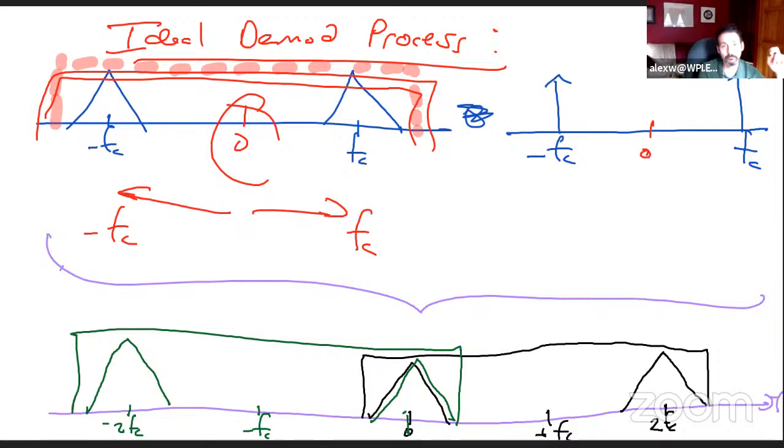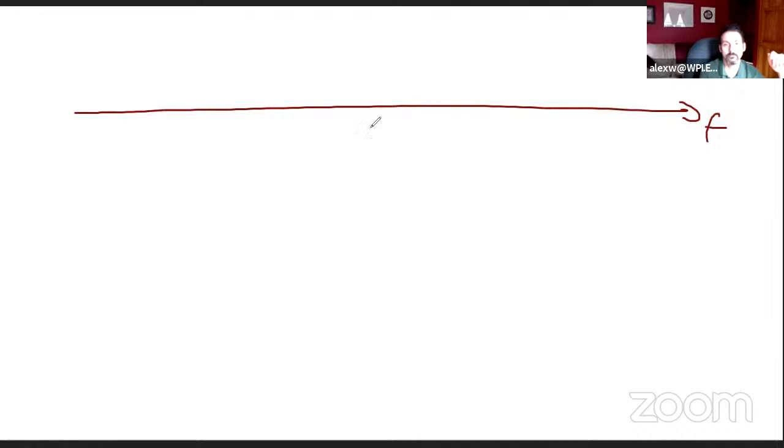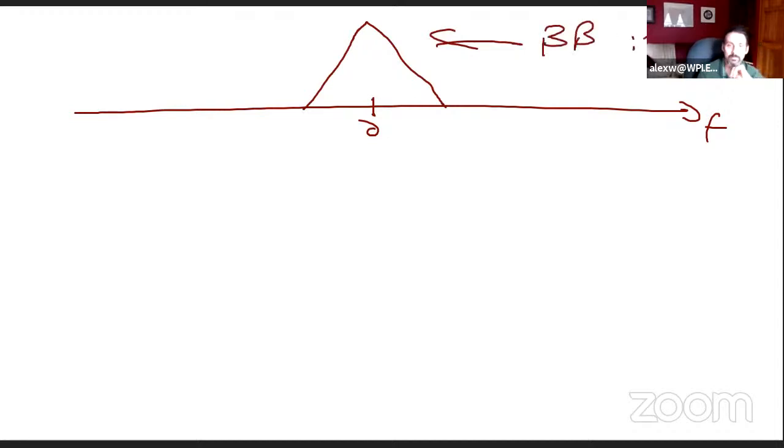I low pass filter. I keep whatever is at 0 and reject the double frequency term. And so at the end of the day, what I get is this. That's it. That's my baseband signal. And I'm a happy professor.